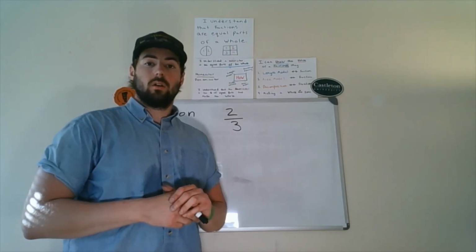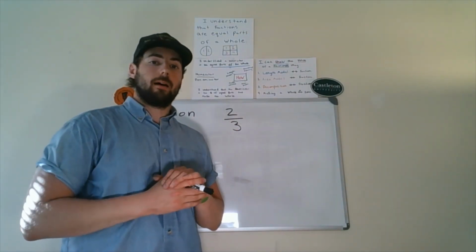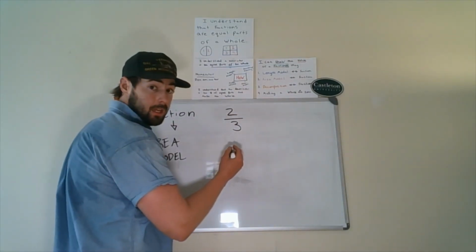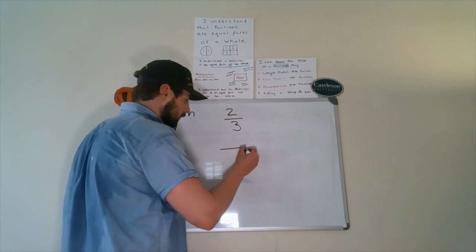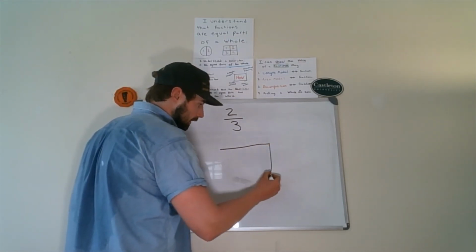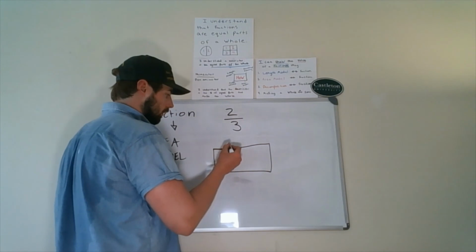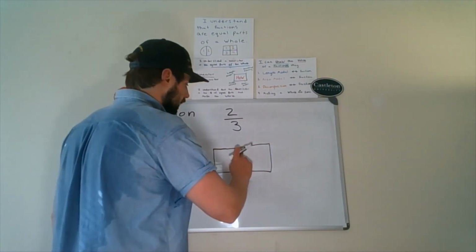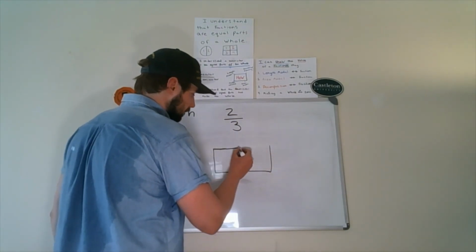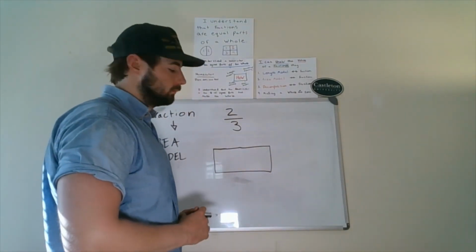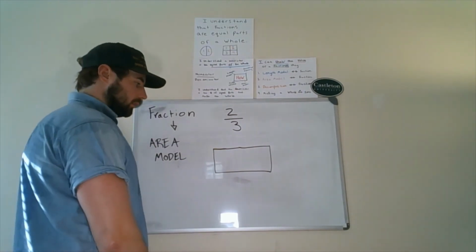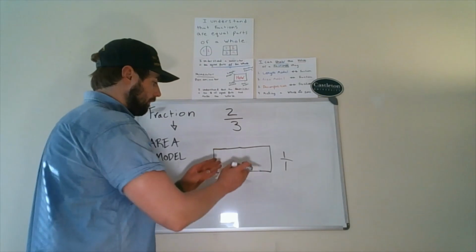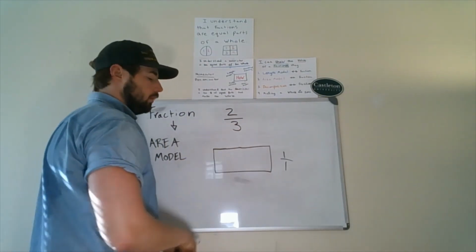We start with the parts that make the whole. We're using an area model. With me, let's make a whole. I'm going to make my area model kind of like a rectangle. You can make yours like a rectangle or like a square. Make it neat. So we have a whole there. That would be 1. We have one part that makes 1.